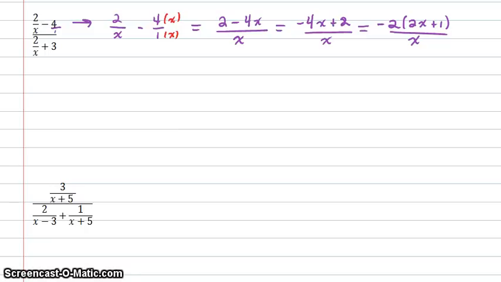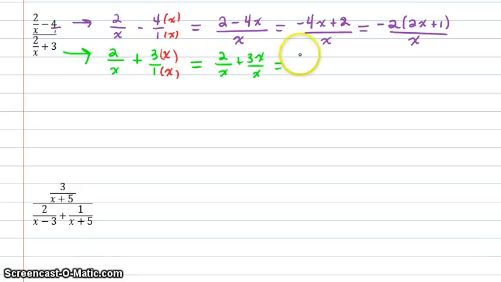Now let's look at our denominator. So in my denominator, I have 2 over x, and then I'm going to add 3, and that's like 3 over 1. We want an x in the denominator here as well, so we multiply that by x over x. So that's going to equal 2 over x plus 3x over x, which is the same as 2 plus 3x over x. And if I write that in standard form, that's 3x plus 2 over x.